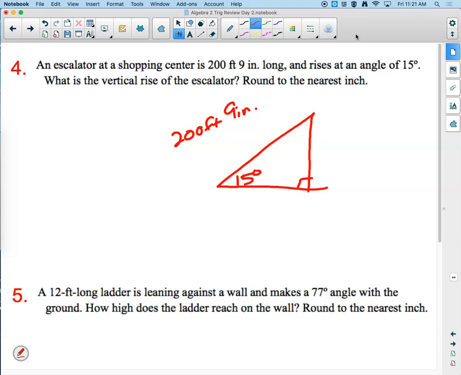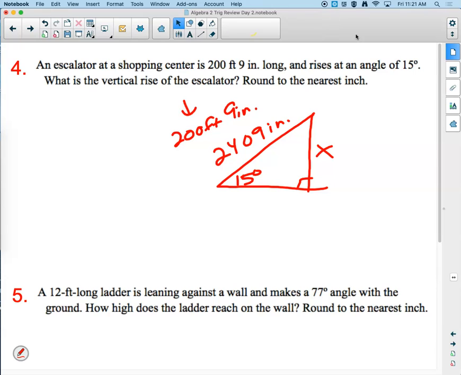What is the vertical rise of the escalator? Vertical means up and down. Round to the nearest inch. Well, that tells me I can't use this. I'm going to have to do some converting. So right now it's 200 feet. What do I do on my calculator to get that to be in inches? And then we have that extra 9 inches. So we have 2,409 inches.